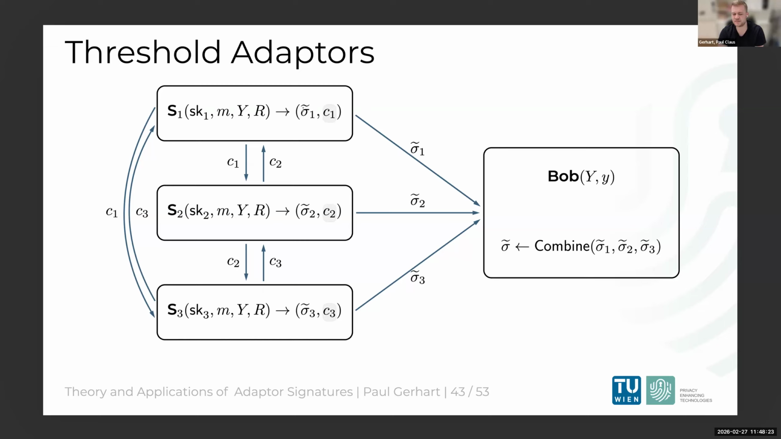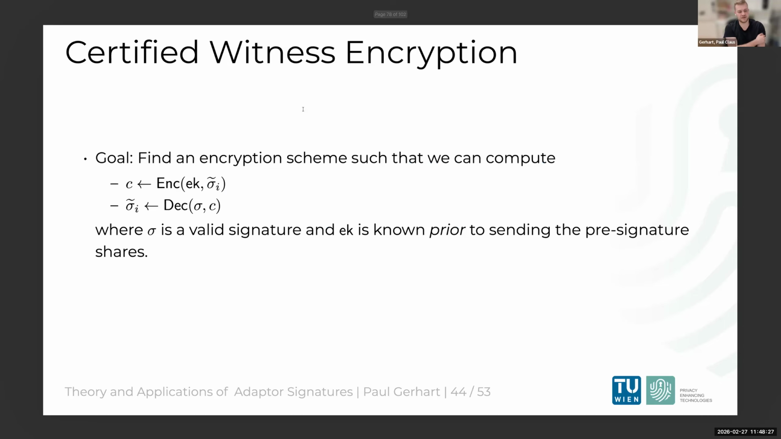Okay, now Bob can combine and we committed. And how can we make sure to open? That's again a fairness issue, right? What we are doing is we introduce a new primitive, which we call certified witness encryption. The goal is to find an encryption scheme which can do two things. The first is you can publicly encrypt shares to get a commitment. The second is once you learn a signature, you can decrypt. Kind of a witness encryption where a signature is a witness.